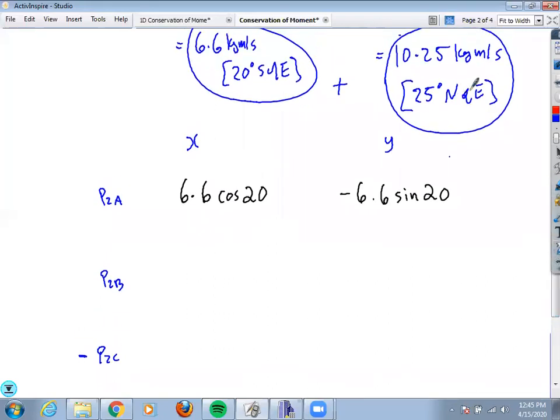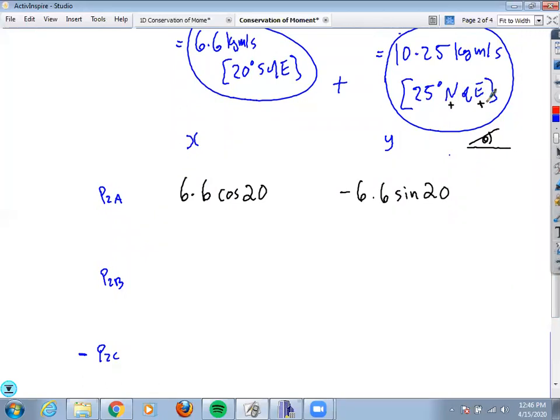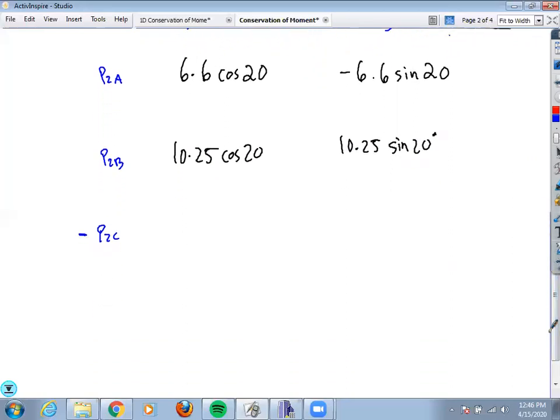For P2B, it's north of east. Again, it's off of the x-axis. Okay, north of east. So x is adjacent, y is opposite. So both are positive for x and y. X and y are both positive. So 10.25 cos 25 and positive 10.25 sine 25. Okay, so now all we have to do is plug and chug. So we're going to add these two x's and y's to get the P2C.